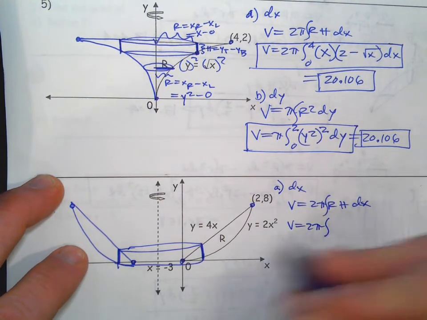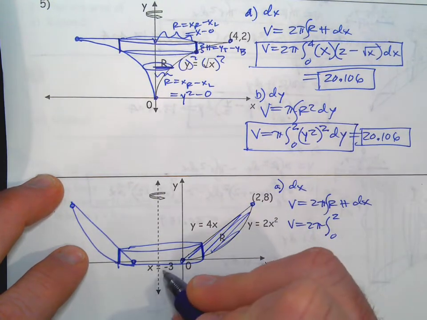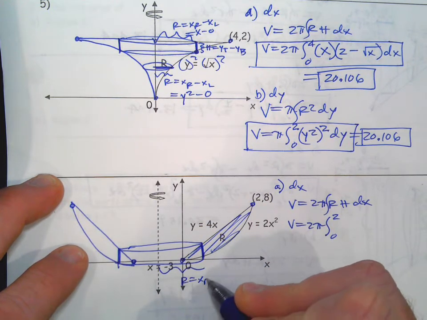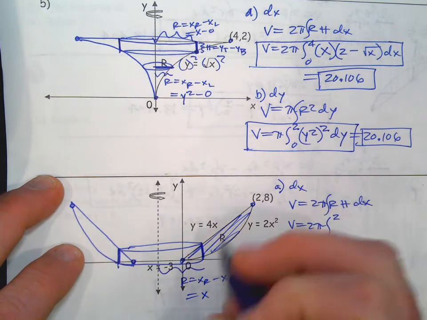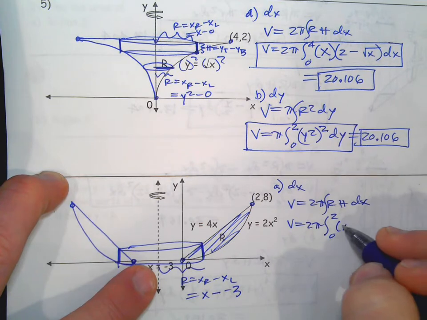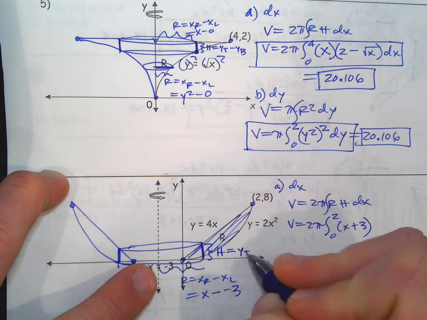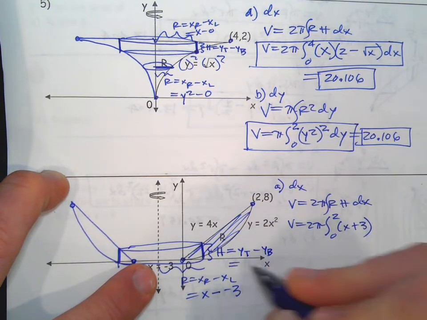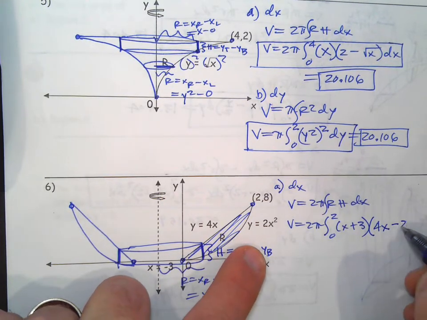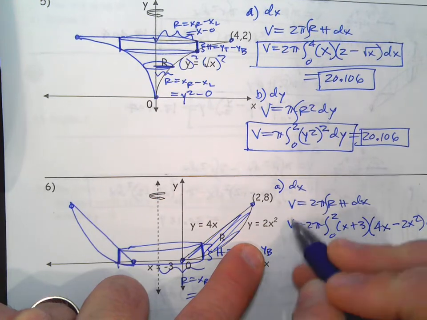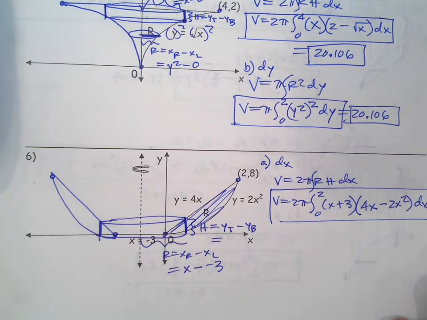The limits in the x direction are always going to be based off this region alone, 0 to 2. The radius is x right minus x left. X right is whatever x value we're at for shells, minus -3. So it's going to be x plus 3. The height is the thing that is dependent on the curves, y top minus y bottom. So y top is 4x and y bottom is 2x squared. So that's our setup for that one.